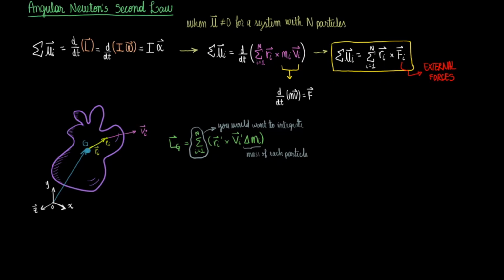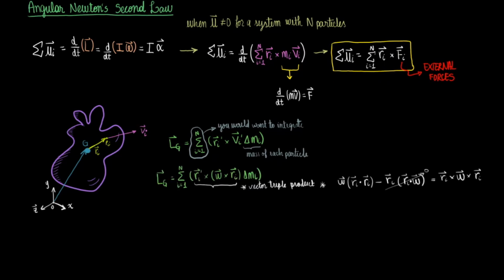Let's replace the velocity vi with one of its definitions, omega cross ri. We now have a vector triple product. And using the vector triple product rule, we learn that the triple product simplifies to the angular velocity times the particle position squared. Since we can move the angular velocity out of the summation, we are left with ri squared times the mass of each particle.